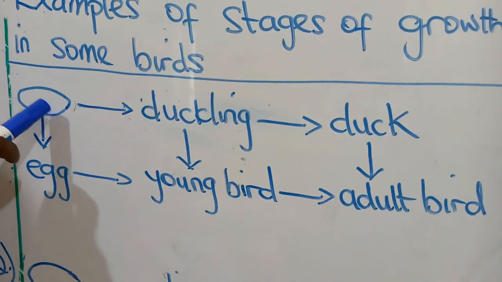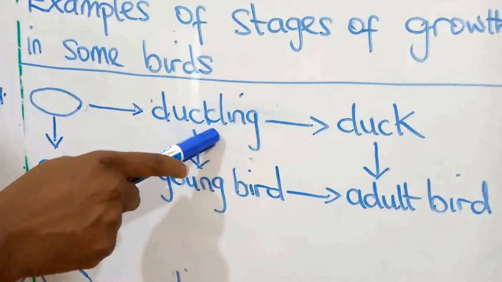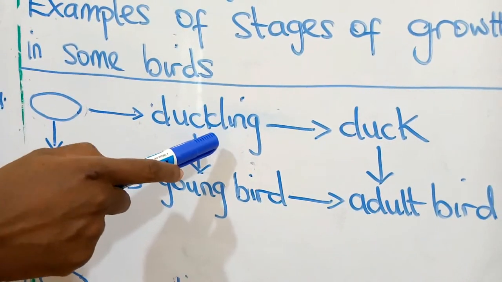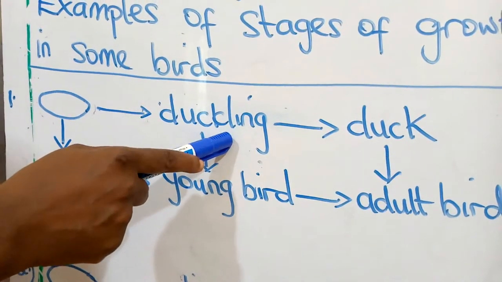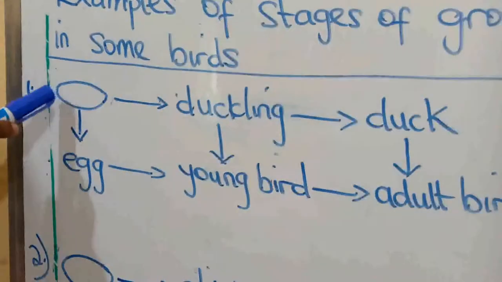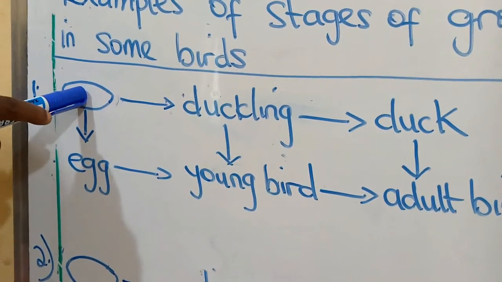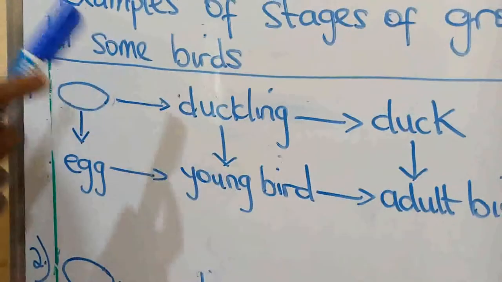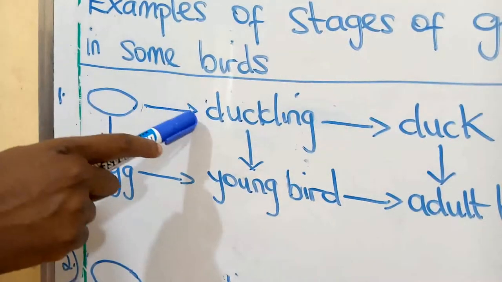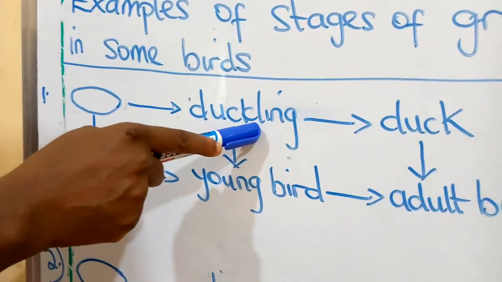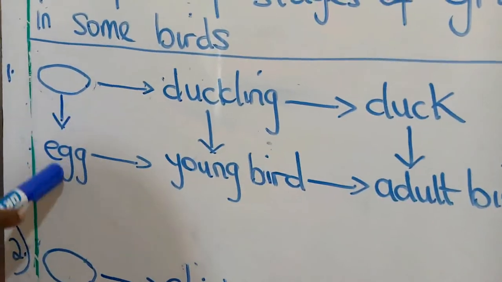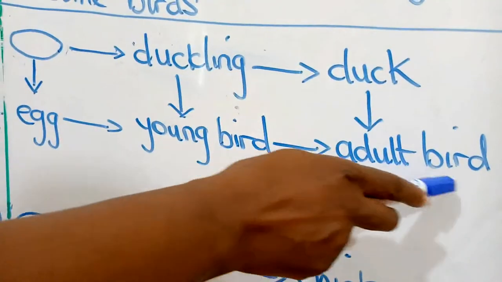From the egg, it hatched into a duckling. Now we are talking about a duck, a duckling. Remember, a duckling is a baby what? Duck. A duckling. Then the adult is the duck. I repeat, a duck laid an egg. From that egg, it gave us a young duckling. And the duckling grew into an adult duck, just like we have here: the egg, the young bird, and the adult bird.